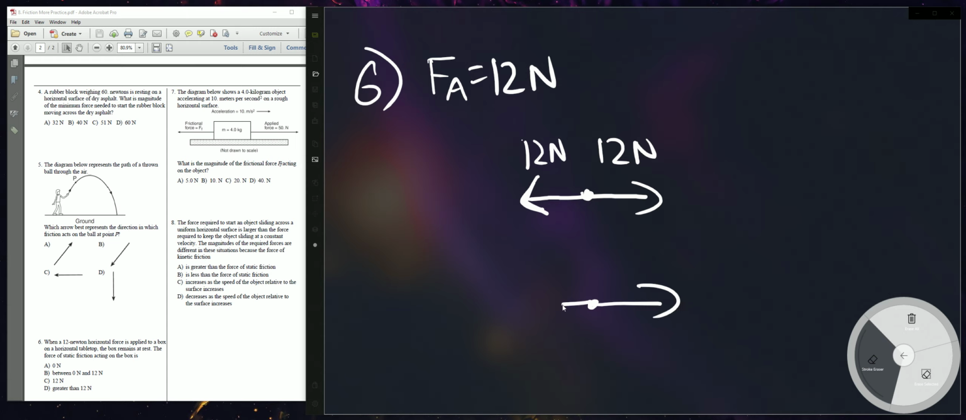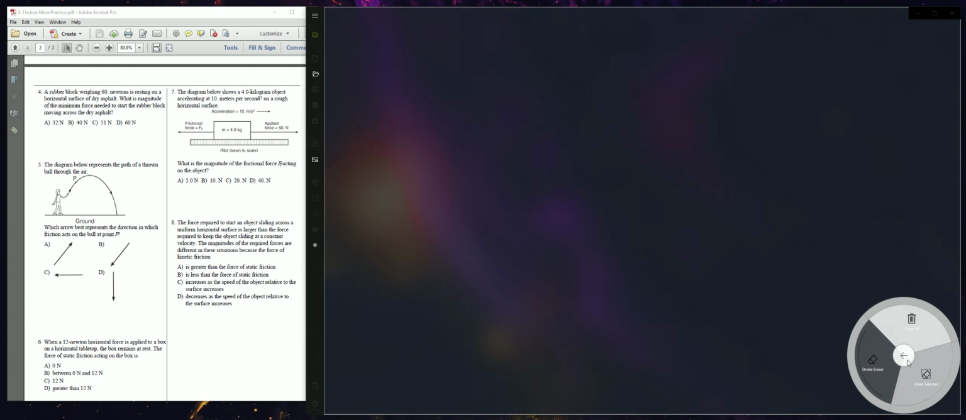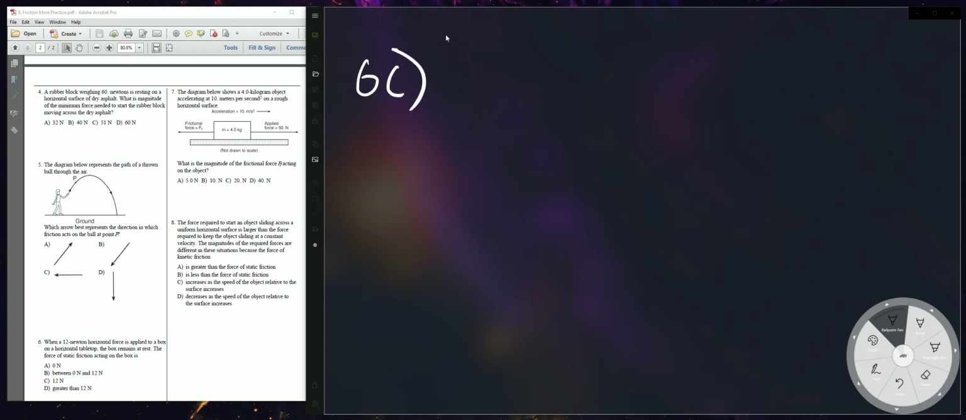And again, if I apply a force of 20 newtons to the box to the right, and it's not moving as well, then it also means that my static frictional force acting in the opposite direction is also 20 newtons. So for the 12 newton horizontal force, the answer is C. The answer is C.